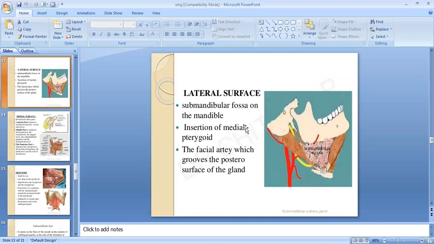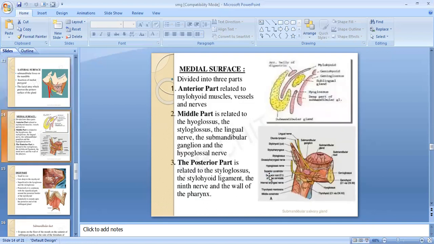The lateral surface is related to the submandibular fossa on the mandible, insertion of the medial pterygoid, and the facial artery, which grooves the posterior surface of the gland. The medial surface is related to the mylohyoid muscle, vessels, and nerves. The middle part is related to the styloglossus, hyoglossus, lingual nerve, submandibular ganglion, and the hypoglossal nerve. The posterior part is related to the styloglossus, stylohyoid ligament, the ninth nerve, and the wall of the pharynx.